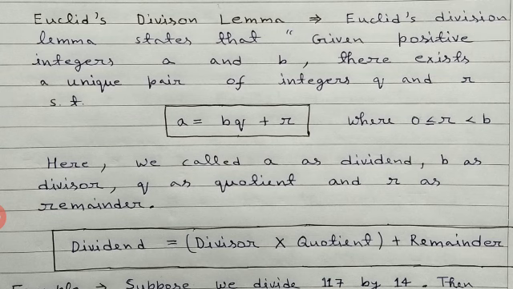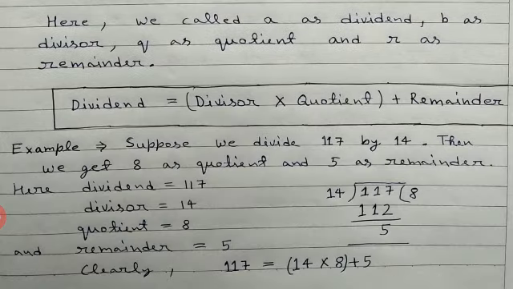Students, now we will read what Euclid's division lemma is. Euclid's division lemma states that given positive integers a and b, there exists a unique pair of integers q and r such that a is equal to bq plus r, where r is greater than or equal to 0 and less than b. Here we call a the dividend, b the divisor, q the quotient and r the remainder. So dividend is equal to divisor multiplied by quotient plus remainder. Here is an example.